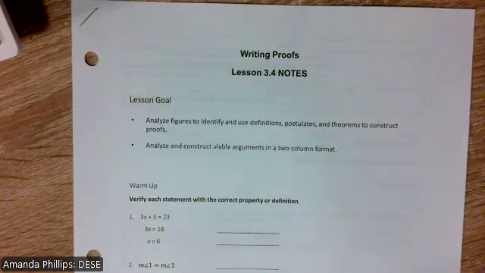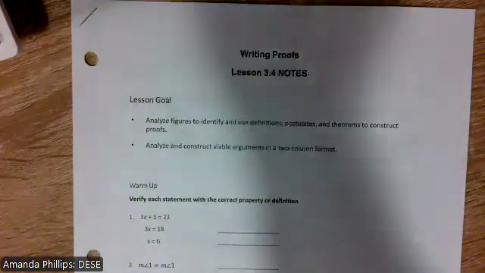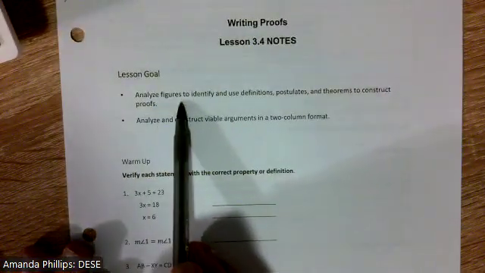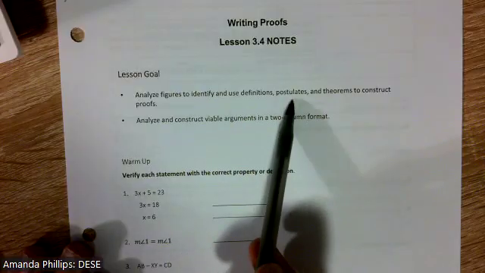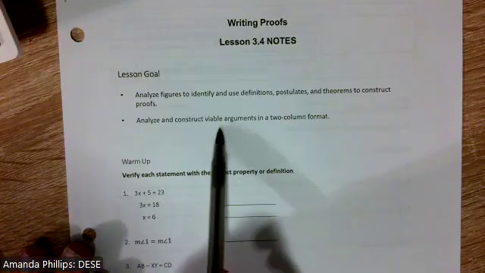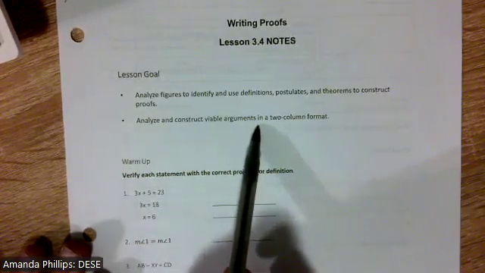All right, guys, this is our lesson 3.4 notes on writing proofs. And so let's just go ahead and get started. So today's goal is to analyze figures to identify and use definitions, postulates, and theorems to construct proofs, analyze and construct viable arguments in a two-column format.